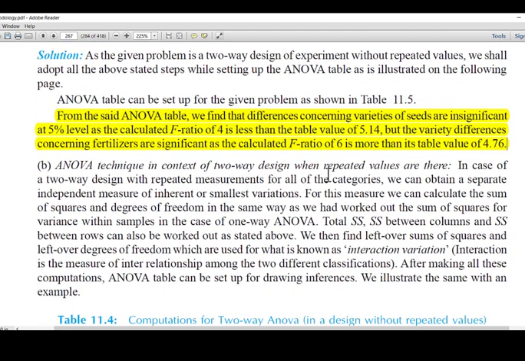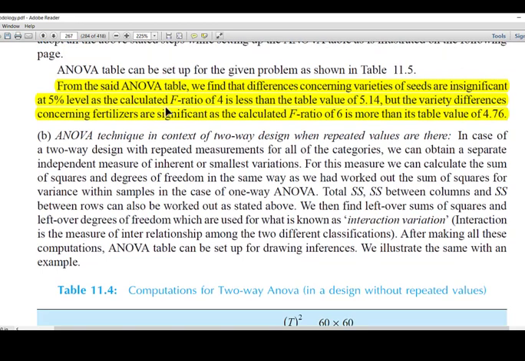And now coming to case B, Anova technique in context of two-way design when repeated values are there. In case of a two-way design with repeated measurements for all of the categories, we can obtain a separate independent measure of inherent or smallest variations. For this measure, we can calculate the sum of squares and degrees of freedom in the same way as we had worked out the sum of squares for variance within samples in the case of one-way Anova.